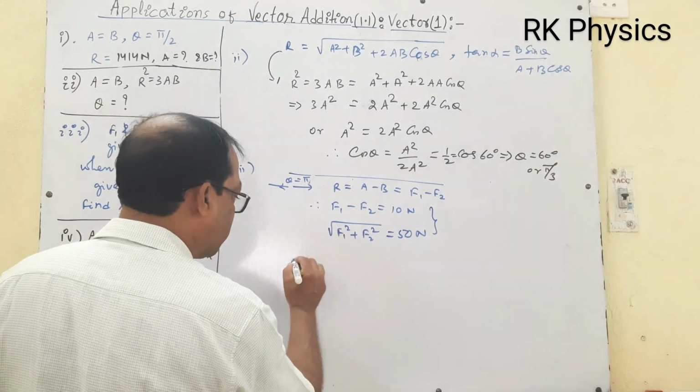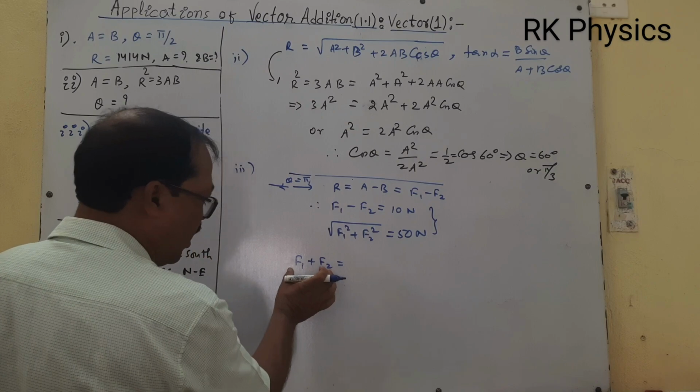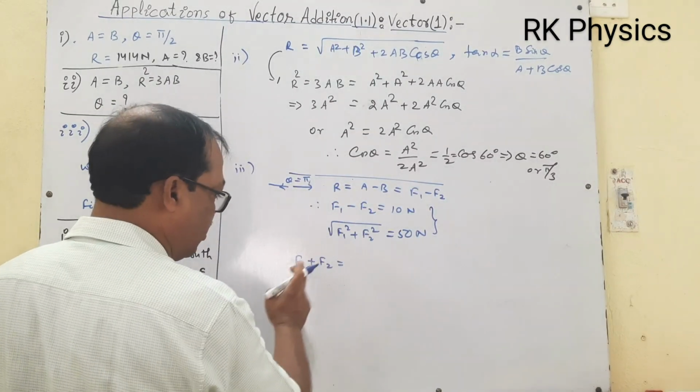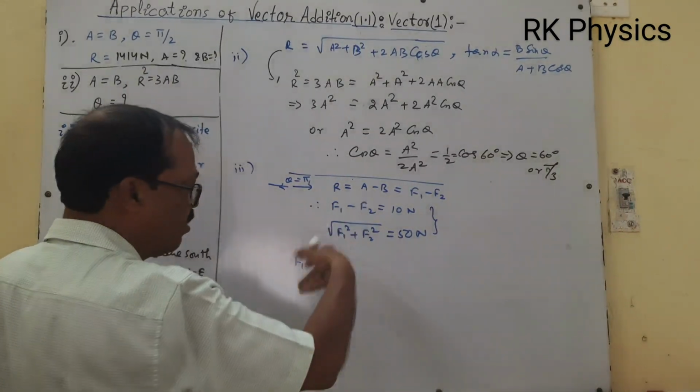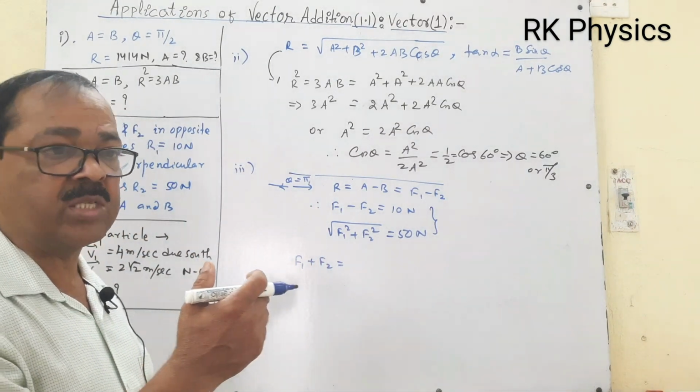What is the algebraic solution? You take F1 plus F2. Your aim is to calculate x minus y. You find x plus y, then you solve and find the values of x and y from the equations formed.